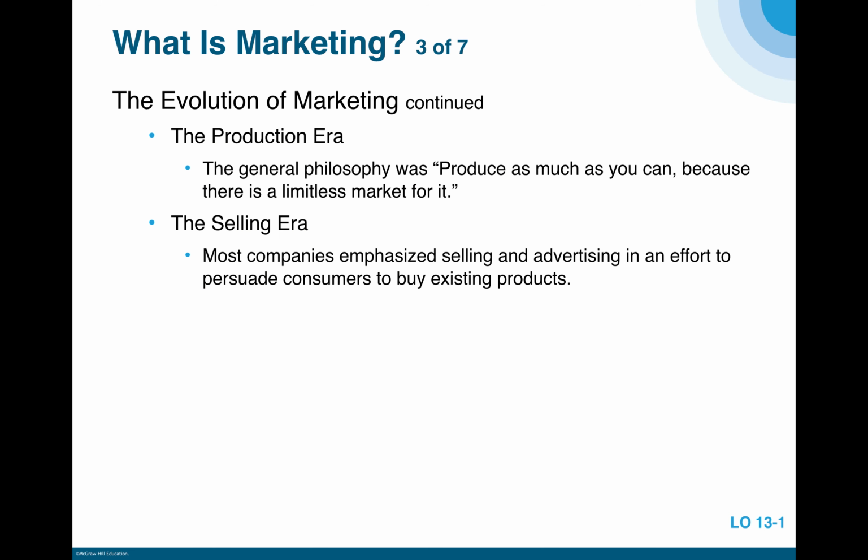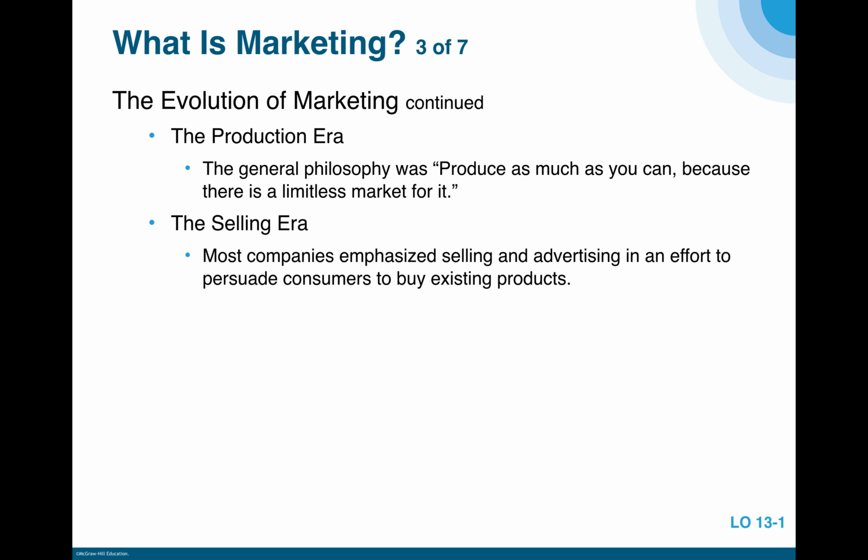The production era's general philosophy was to produce as much as you can because there is a limitless market for it. If you think about the Ford Model T, they just produced as many as possible because somebody's going to buy it. Henry Ford had that famous quote: "I can build any car in any color that you want, just as long as it's Ford and it's black." So they didn't necessarily care what the consumers wanted at that point. They were just making it because the consumers would be buying it.